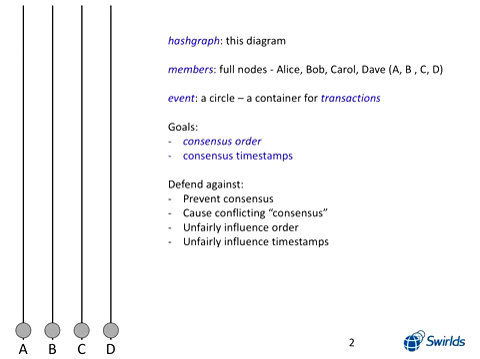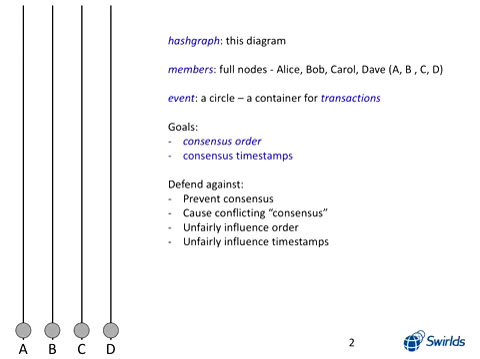The blue words are the words I'm defining. The hash graph is this picture on the left that we are slowly building up, lines and circles. It is a graph in the mathematical sense. Each circle contains a couple of hashes, and so it is a hash graph. The members are the computers. They are the full nodes in this network. Alice, Bob, Carol, and Dave are the four computers, and we've labeled them A, B, C, D.